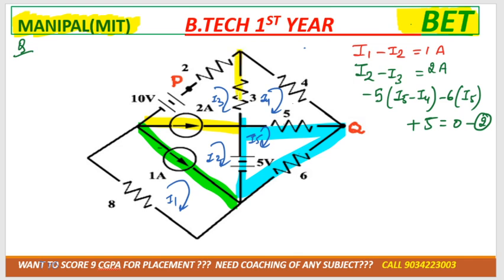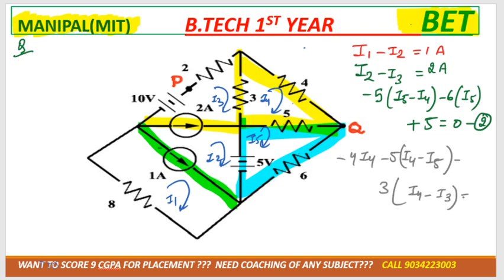Another would be this mesh. So that would be minus 4 i4 minus 5(i4 minus i5) minus 3 i4 minus 3 is equal to 0. Fourth equation. Now we need to make one more equation, right?